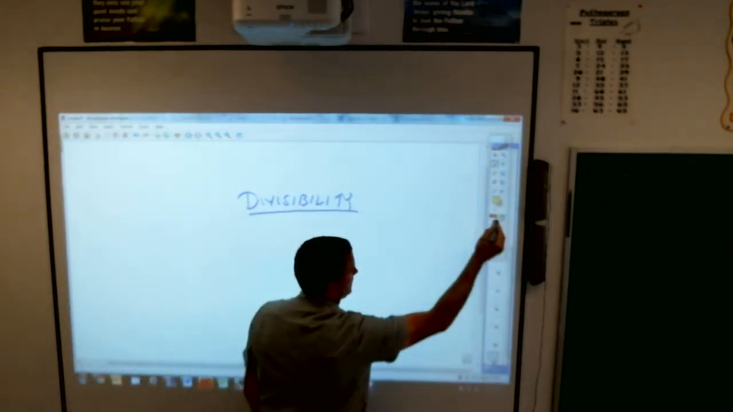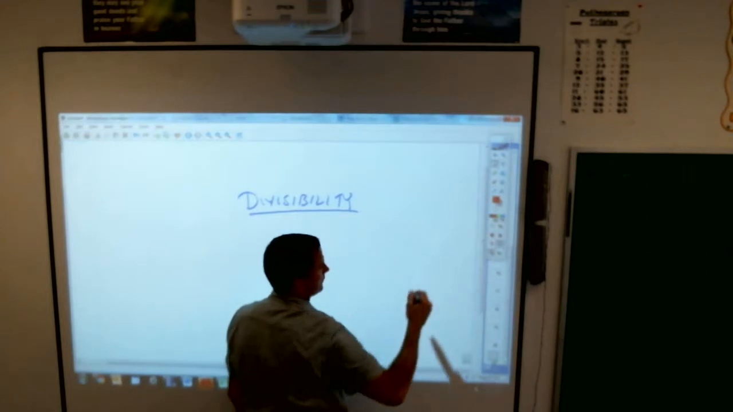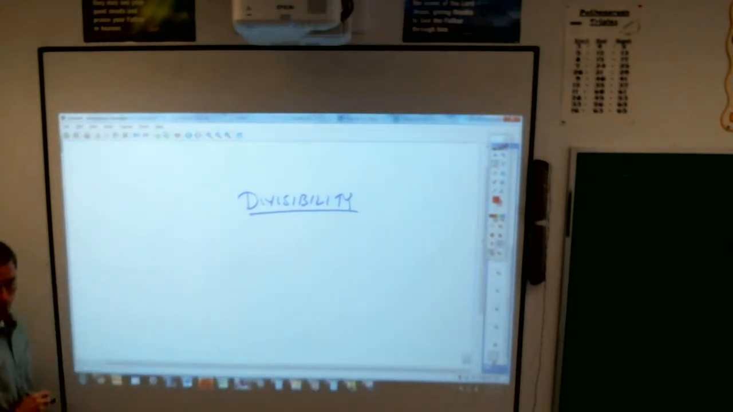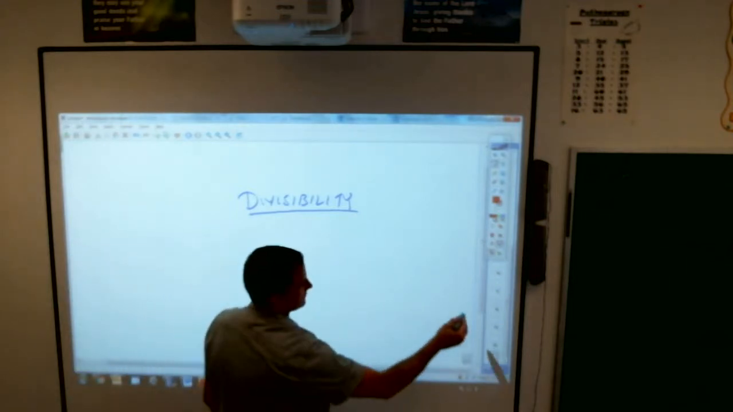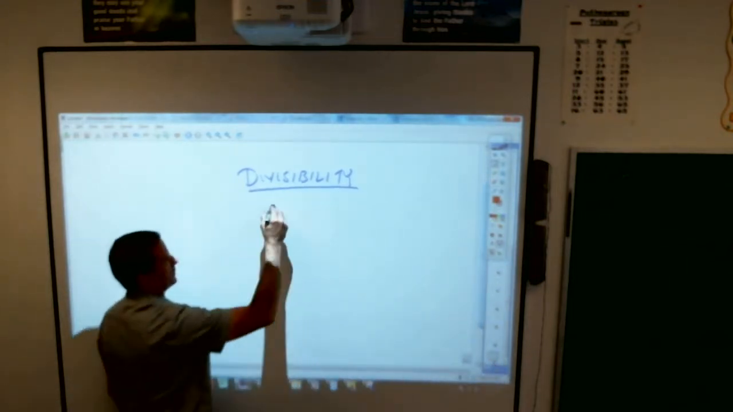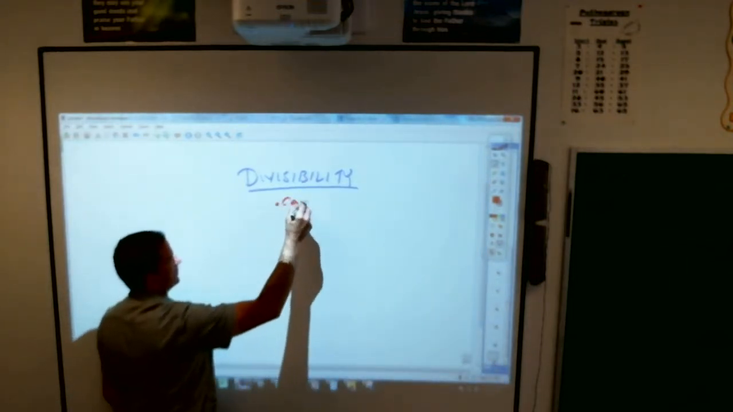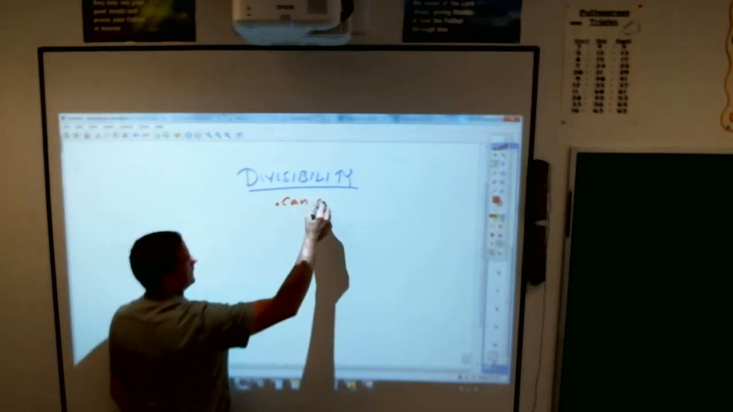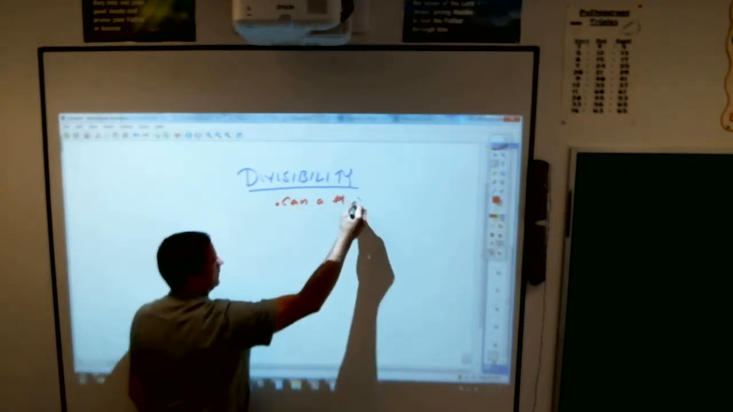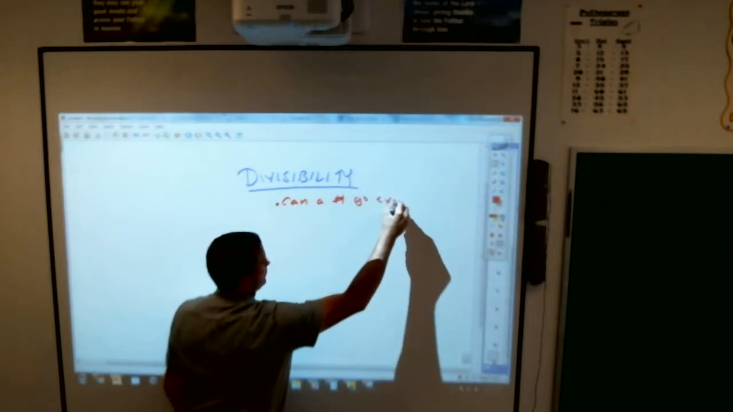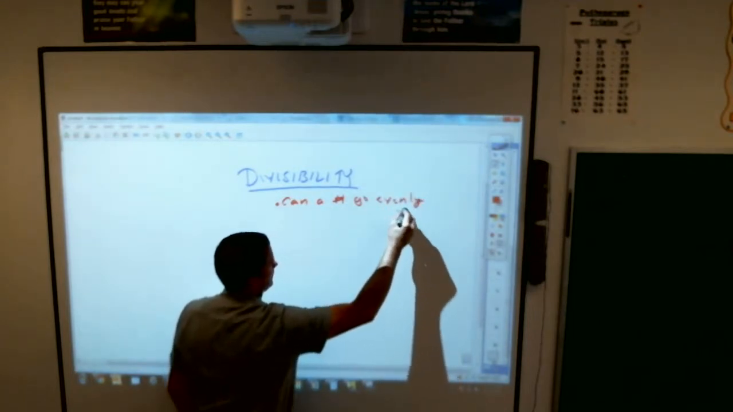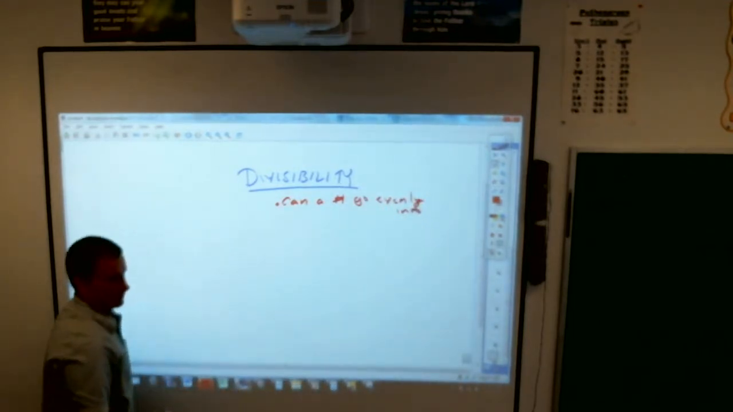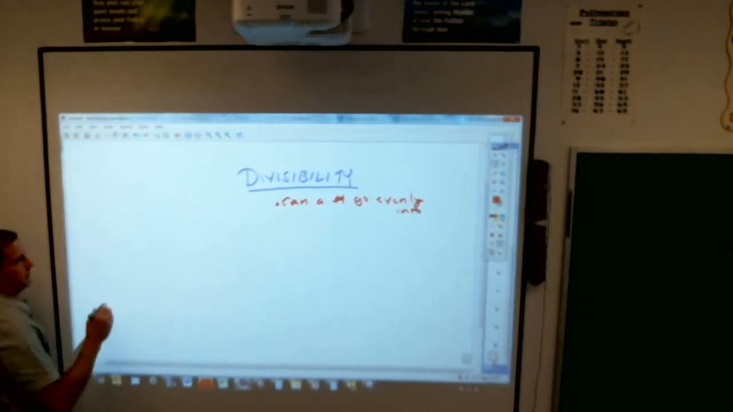What does divisibility mean? Children of all ages. Sophia, how can you divide it? Well, divisibility means can a number go evenly into another number? In other words, it'll be crystal clear when I write this down here.